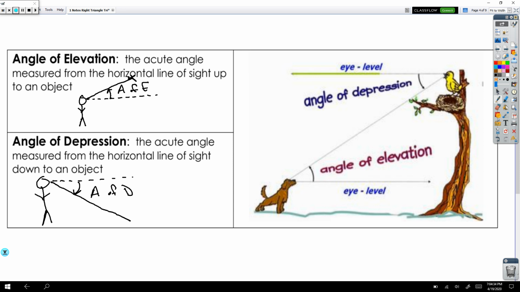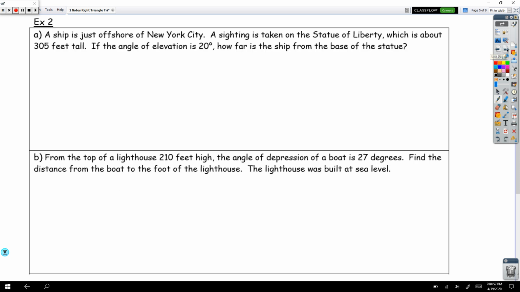Usually if we're looking at an angle of depression, it's going to be something that's elevated looking down, and our angle of elevation is going to be something below, like a person standing at sea level looking up at a tower or something like that. And again, they have the arrows here. Depression, elevation. So let's look at some examples of some word problems.